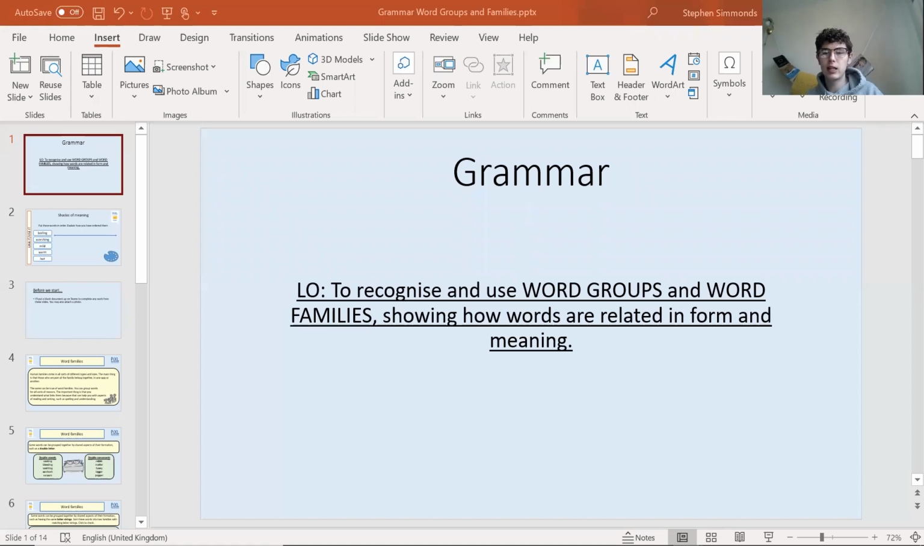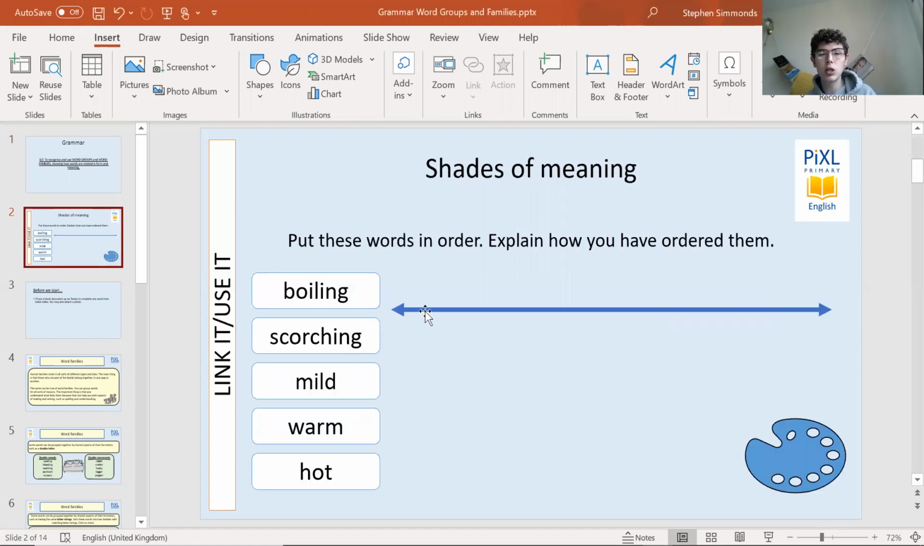As you can see, today our learning objective is to recognize and use word groups and word families, showing how words are related in form and meaning. You've got a starter right here on the board, which is to put these words in order and explain how you have ordered them. You can pause the screen here, try and order those words, and then I'll come back to you with some answers.